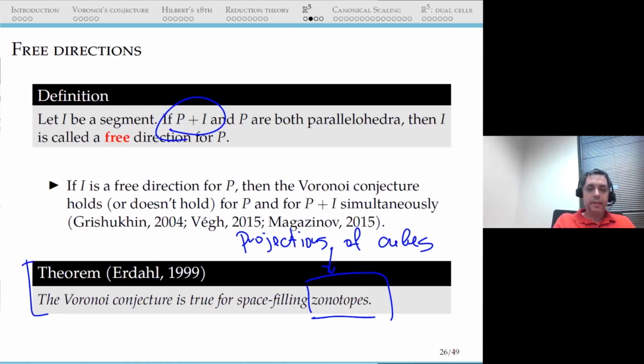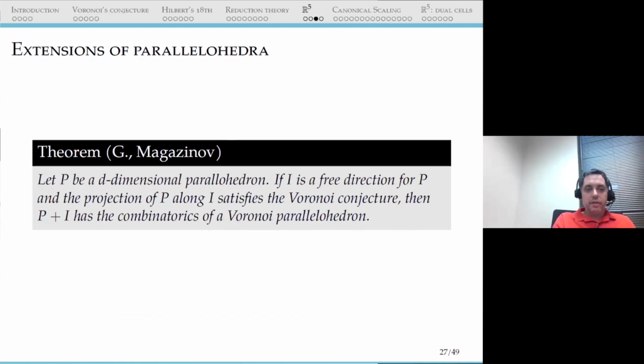So what we can do for extensions, and that's related exactly to combinatorics. So what we can do, if we have a d-dimensional parallelohedron, and this d-dimensional parallelohedron satisfies some properties.